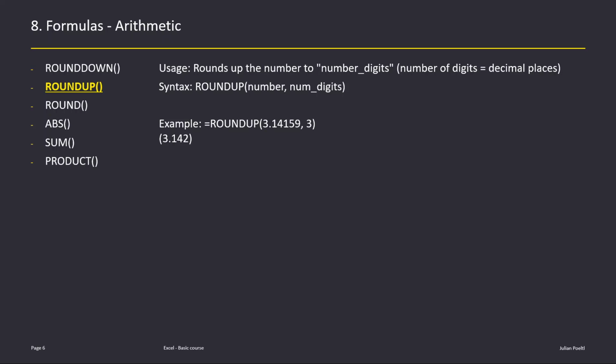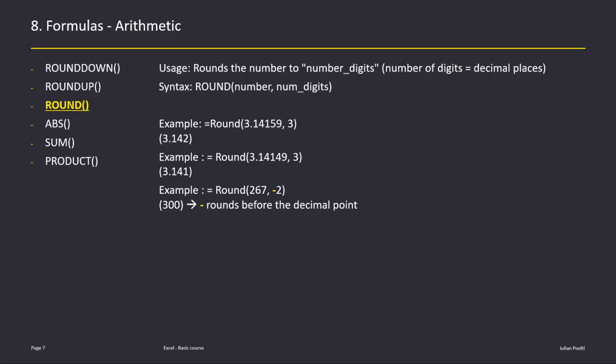You can also do this with round up. This is the same, but then it is rounded up. You can also do this with a normal rounding. Then it will be rounded to the number of digits according to the rounding rules. For example, here 3.1415 will be rounded with 3 decimal places to 3.142, and 3.1414 with 3 decimal places will be rounded down to 3.141.